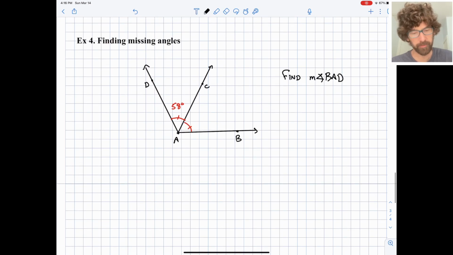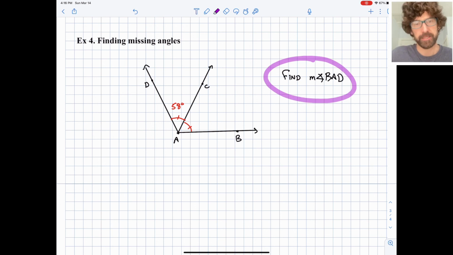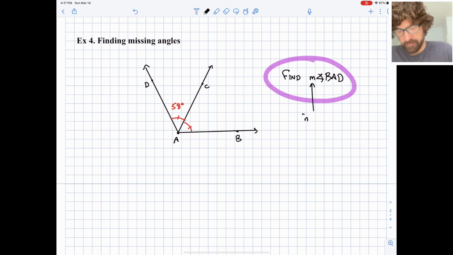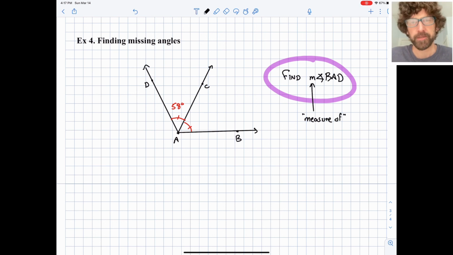Let's see, our last example we'll do is finding some missing angles based on the information given in a diagram. It looks like we want to find the measure of angle BAD. If I haven't mentioned this before, that little m out front means measure of. So that means we're not trying to find where BAD is in the picture. We can see where it is in the picture. We're trying to find the measure of the angle in degrees. That implies that we're looking for a degree measurement.